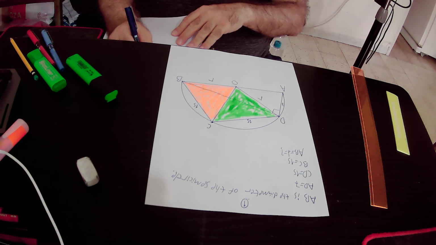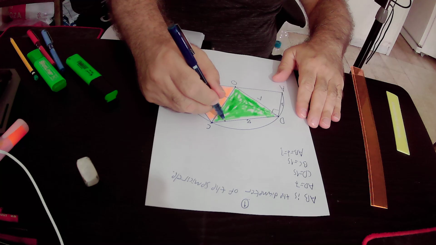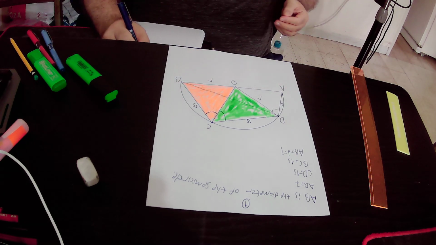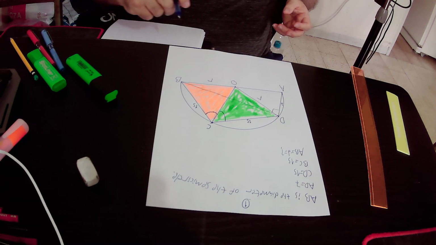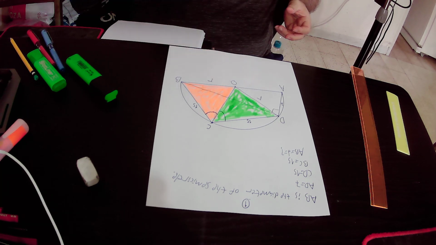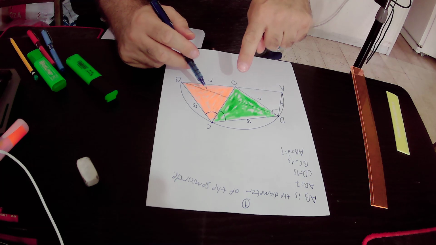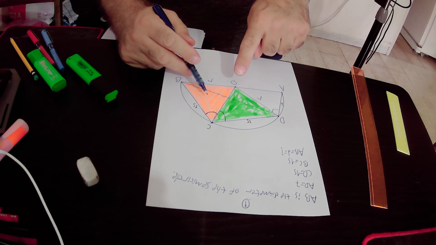Okay? So from the fact that the green triangle is congruent to the orange triangle, we can deduce that angle OCD in the green triangle is equal to angle OCB in the orange triangle, according to the rule that corresponding angles in congruent triangles are equal to each other. The triangles are congruent, therefore the corresponding angles, angle OCD and angle OCB, will be equal to each other.